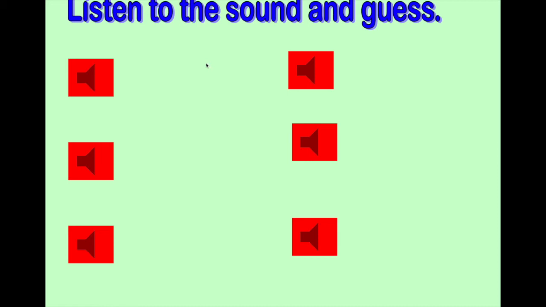And the next part is listen to the sound and guess. So you just play the sound and let them guess what it is. Which animal is it? And then you ask your kids, what sound is it? What is it? And then you just click here and see, is it true or false? And then next.